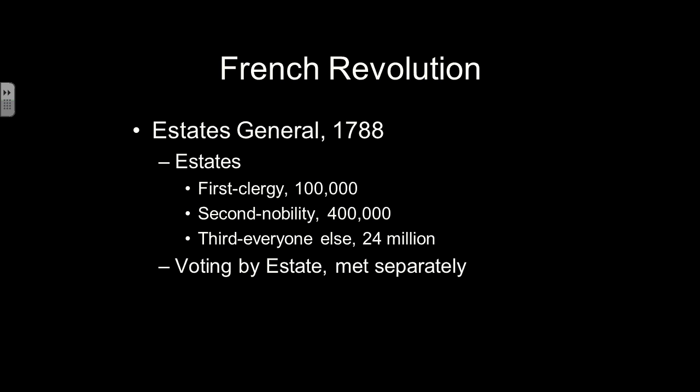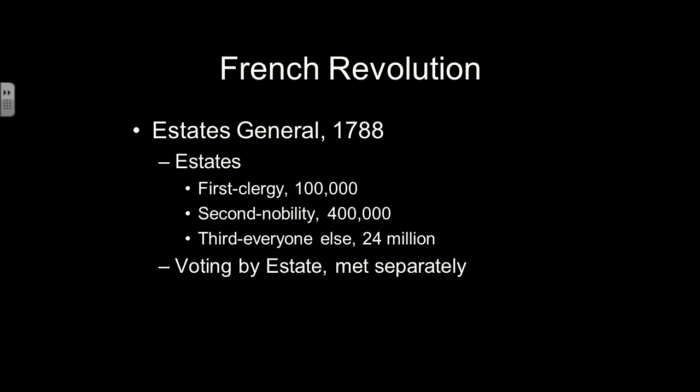So if these folks could send 20 representatives to Paris, and these folks sent 20, and these folks sent 20, and they were all told, you will vote as a group. You cast one, you cast one, you cast one. It's inherently unfair. These two will always outvote this group 2-1, even though they only represent 500,000 French people, and this group represents 24 million French people.